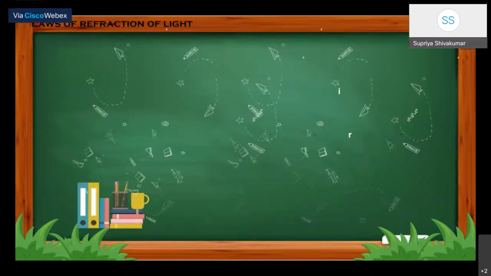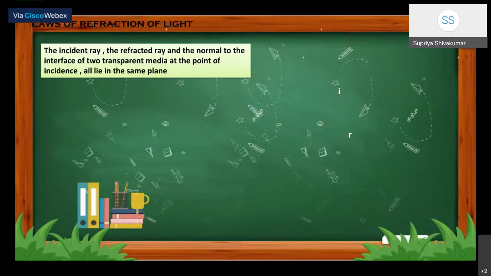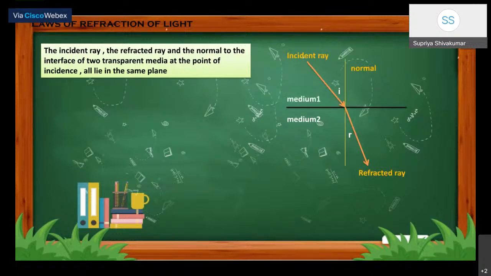Okay, next we shall go for one more concept, that is laws of refraction of light. We know that we have two laws of refraction. What does the first one say? It says the incident ray, the refracted ray, and the normal to the interface of two transparent media at the point of incidence all lie in the same plane. You can refer to the diagram which I have put on the right hand side. You can see the incident ray, refracted ray and normal all lie on the same plane.